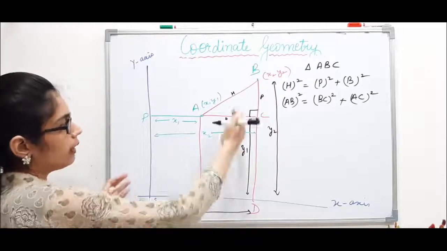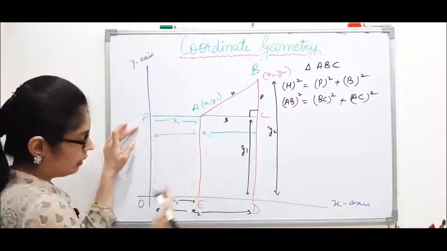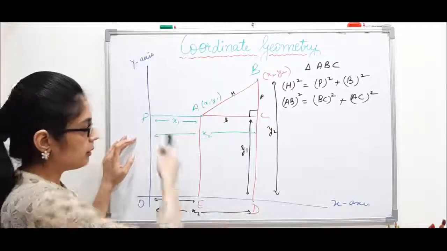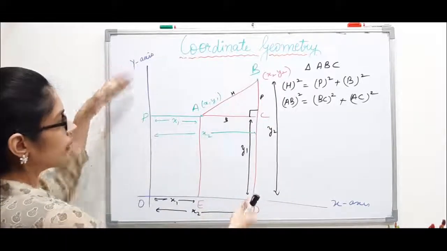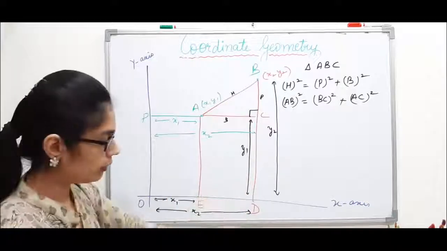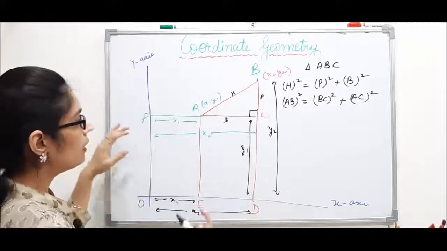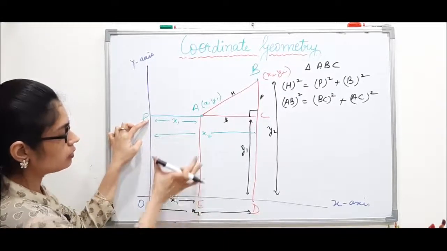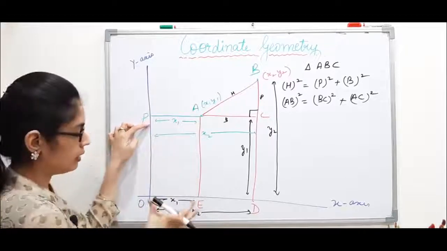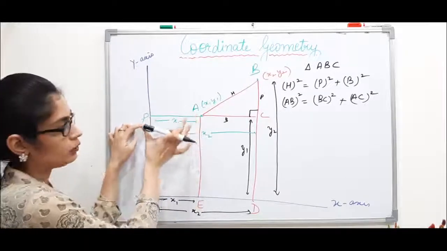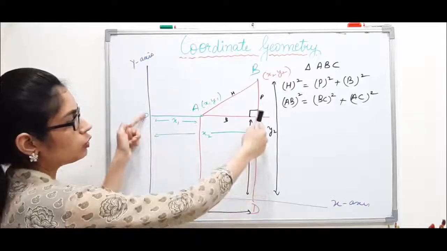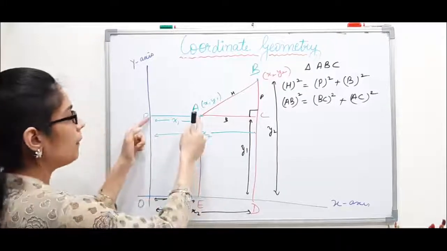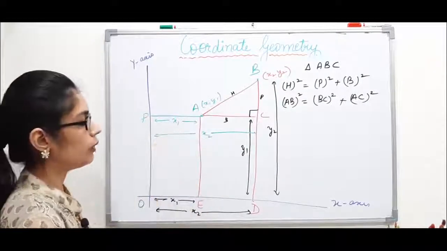Now I have drawn a line PC, which is parallel to the x-axis. Parallel means the distance between parallel lines will always remain the same. These vertical lines are also parallel, and the horizontal lines are also parallel, due to which PA will also be equal to this. The distance between parallel lines remains the same everywhere. If this is x1, this will also be x1. If this is x2, this will also be x2, due to which PC equals x2 and AP equals x1.